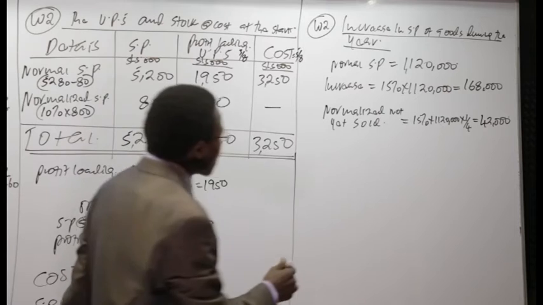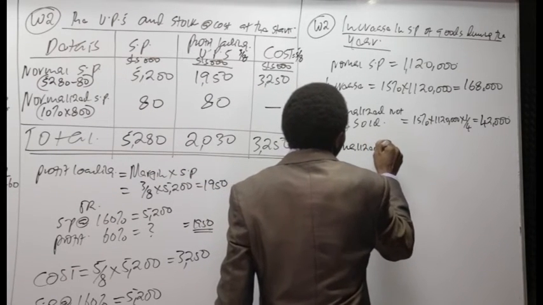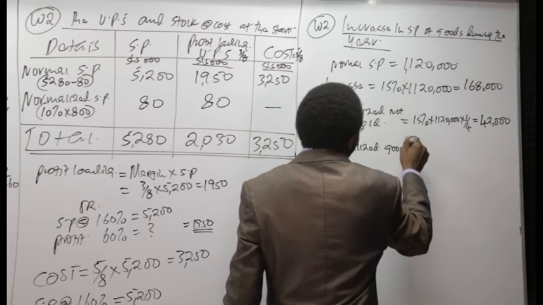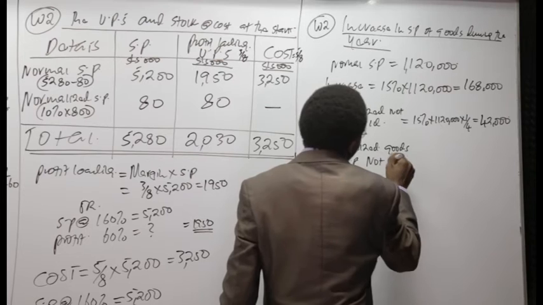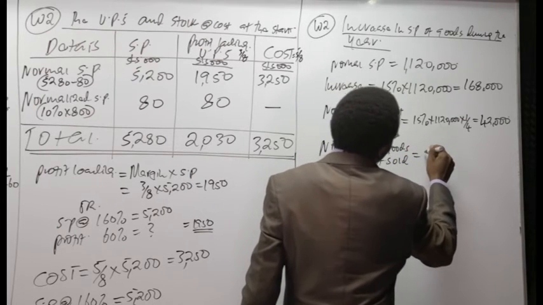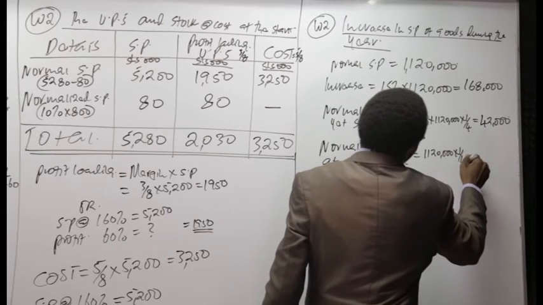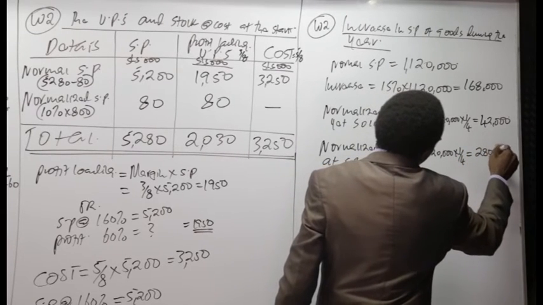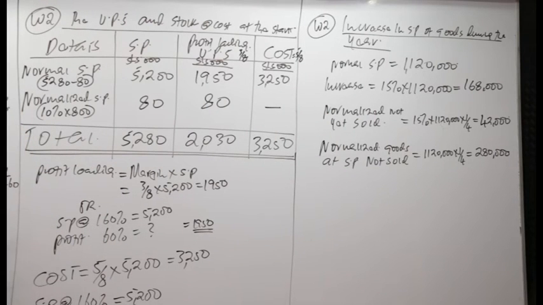I can even say that. Yeah. Normalized goods at selling price not sold is simply 11.20 by a quarter, and that is the 280,000. That's important. It's good to also have that information.